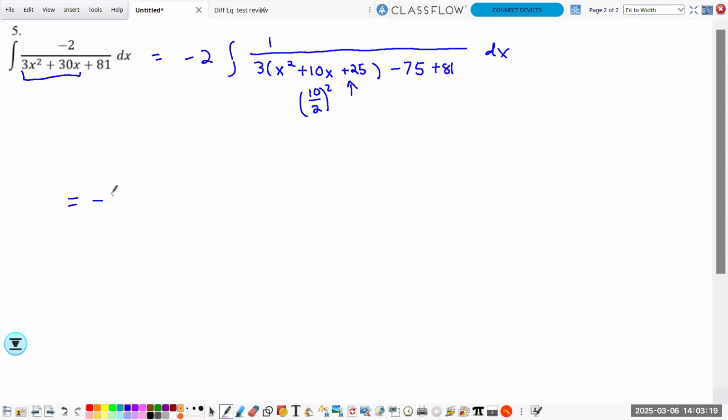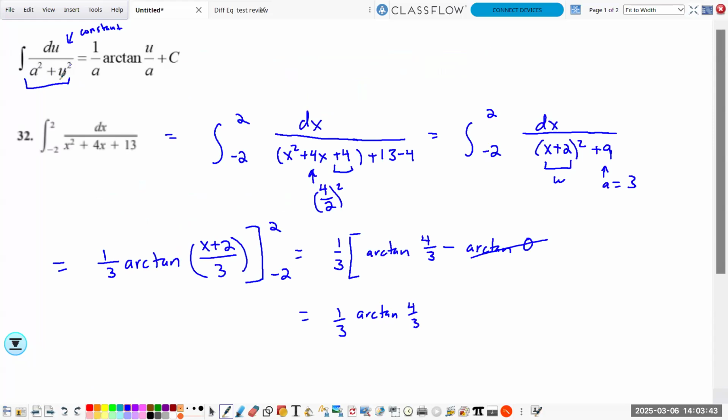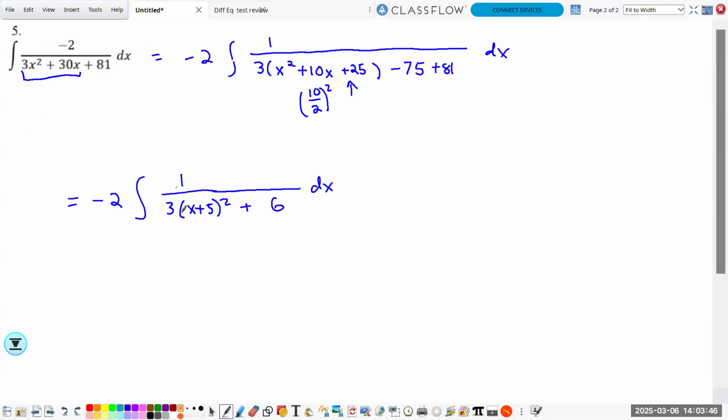I'm going to rewrite my integral as -2, 1/3, and then I'm going to have x plus 5 squared. And then -75 plus 81 is 6. I don't know what my problem is. Trying to go too fast. Before I identify a and u, let's just go back and look at our formula again. You'll notice that it's just supposed to be u squared and a squared. And here I've got 3 and this is u, and this could be the square root of 6, but I need to factor out the 3. So if I factor out the 3, I need to take it from the 6 also.